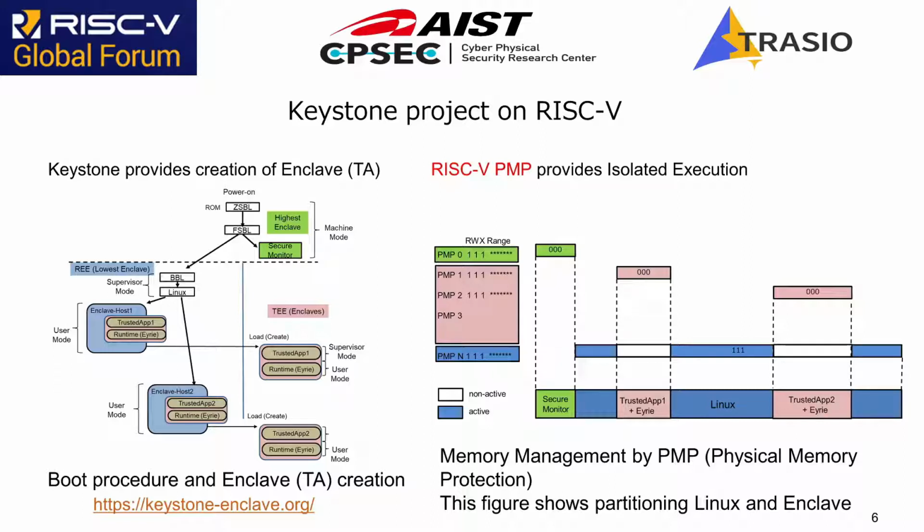On the left side is how Keystone boots and how Keystone executes the enclave, or trusted application, from Linux. It starts from the bootloader, and then it runs the Keystone version of the secure monitor, which runs in M mode. Then in S mode the Linux kernel runs, and the Linux kernel has a device driver to execute the TEE on a different PMP region. This is the simplified version of the explanation.